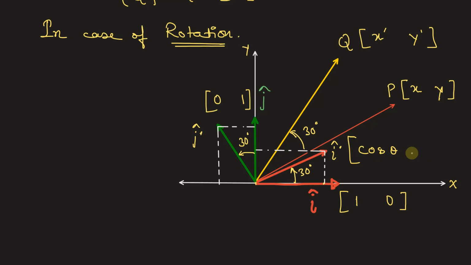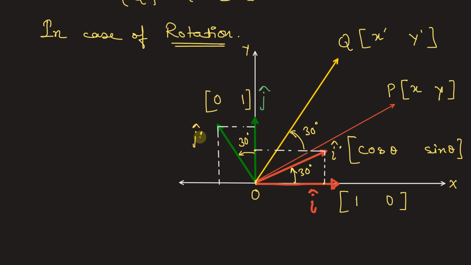And the y coordinate, so y is how much? From this point, from the origin, let's write O for origin, to this point, right? That's the y coordinate of this i hat dash. So this is 1 into sine theta, so we can write sine theta, right? So this is the new coordinate for i hat dash, or we can say the new unit vector, cos theta and sine theta.